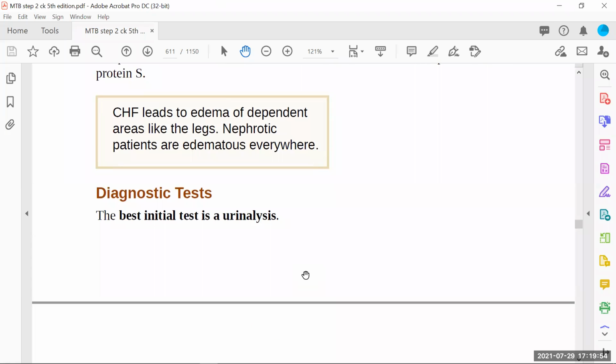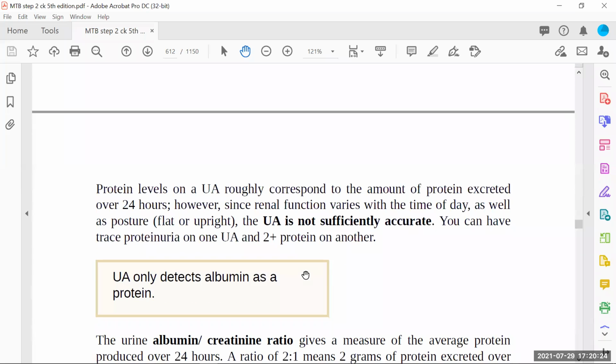So what are you going to do to see? First of all, we need to look at the proteins. So we'll go for urinalysis. We will see whether the person is actually losing protein in the urine or not. So the best initial test will be urinalysis. We will check for the complete urine detailed report. You want to see how many RBCs the patient is losing in urine, how many WBCs, how many casts, how much protein, everything, and that will only be given when you go for the whole urinalysis. Protein levels on urinalysis roughly correspond to the amount of protein excreted over 24 hours.